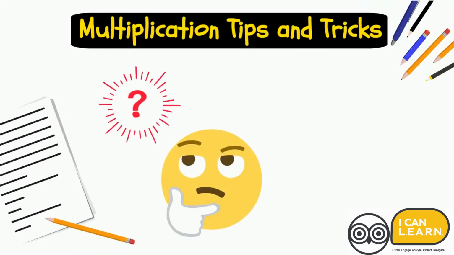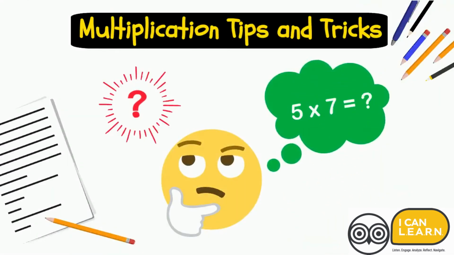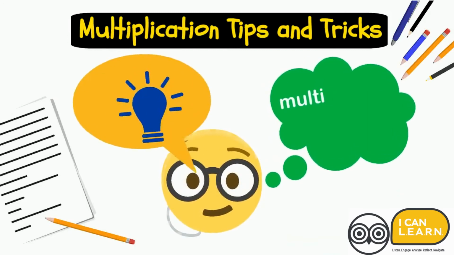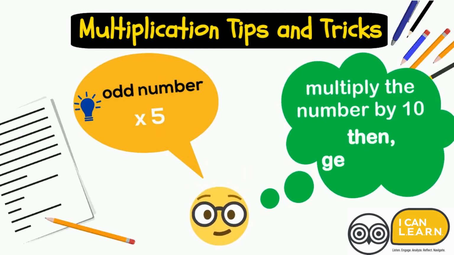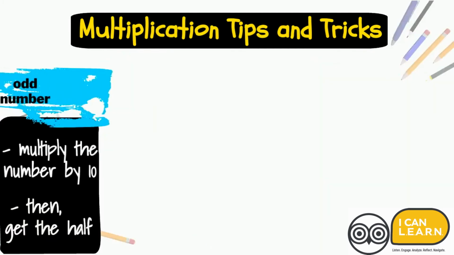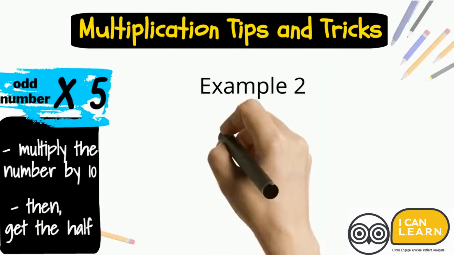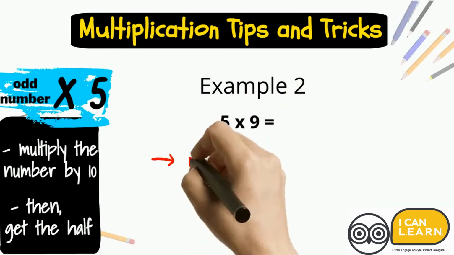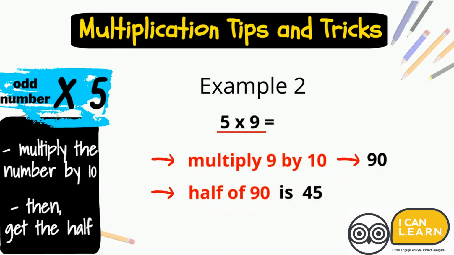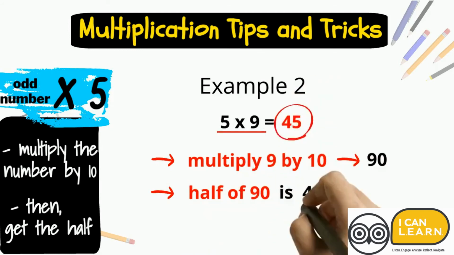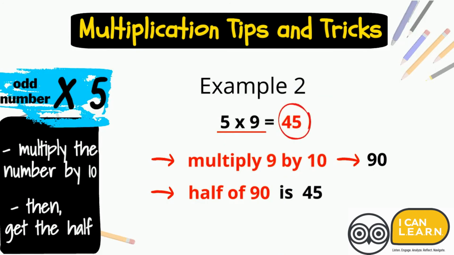One more trick is that when you multiply an odd number with 5, you have to multiply that number with 10 and then get the half. For example, 5 times 9. Multiply 9 by 10, you will get 90. Then, get the half of 90, you will get 45. So, 5 times 9 is 45.